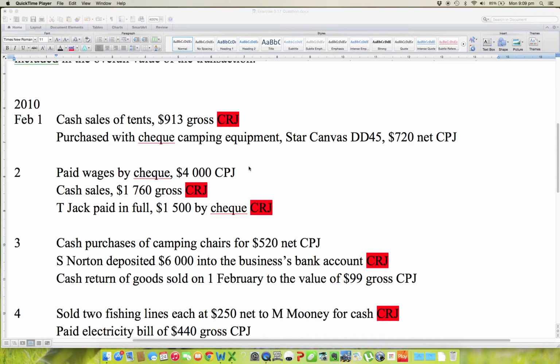This is a screen recording showing the cash payments journal section from exercise 3.17. So we've already gone through and done the cash receipts journal. We'll continue on with the cash payments journal now.